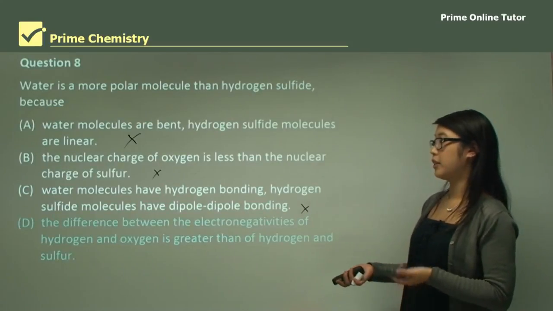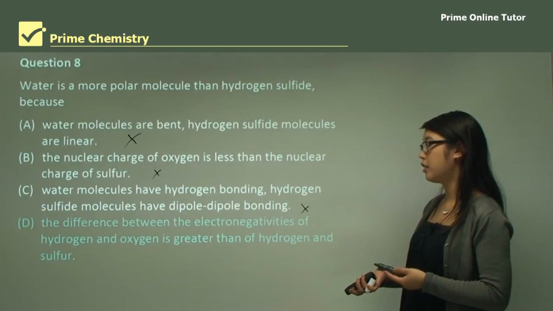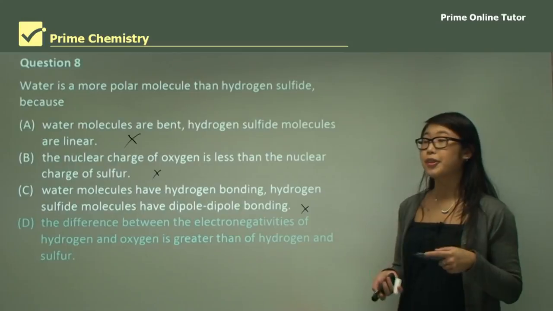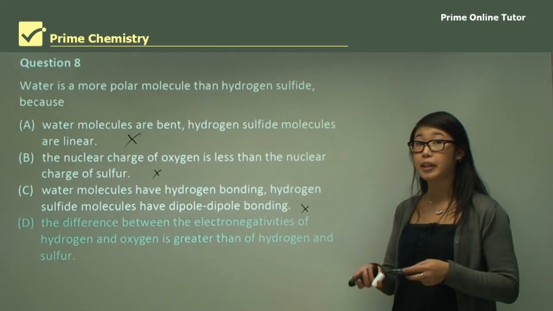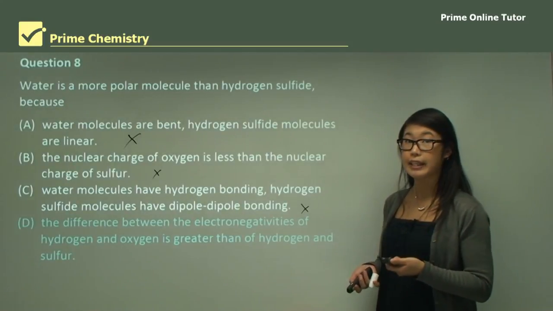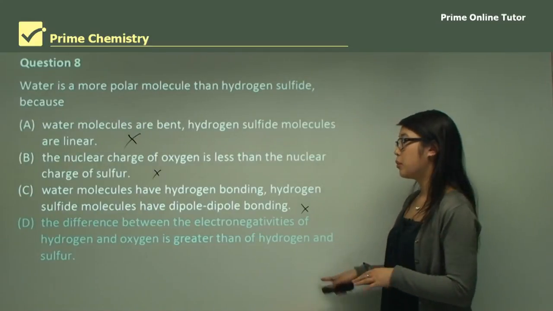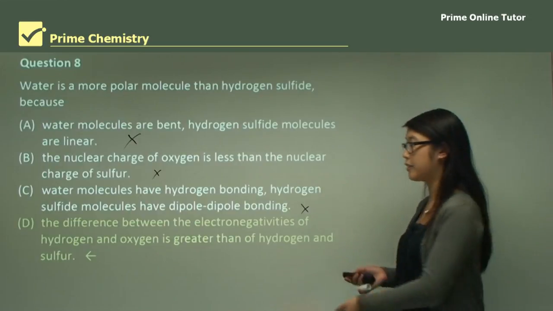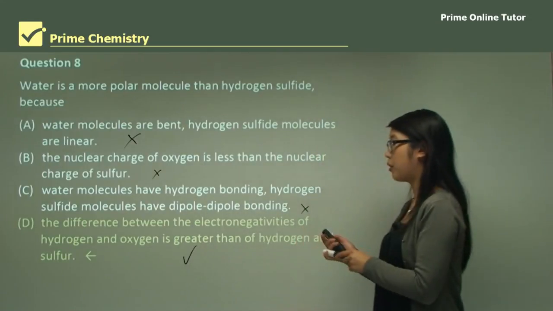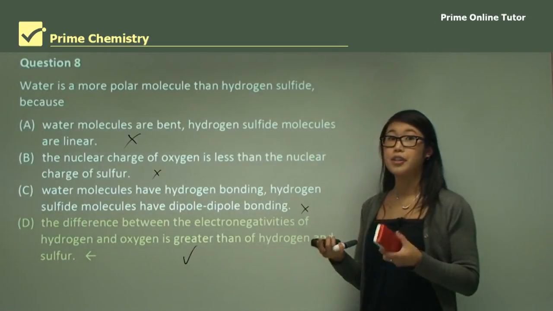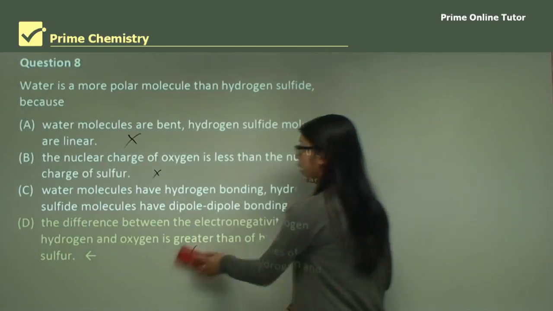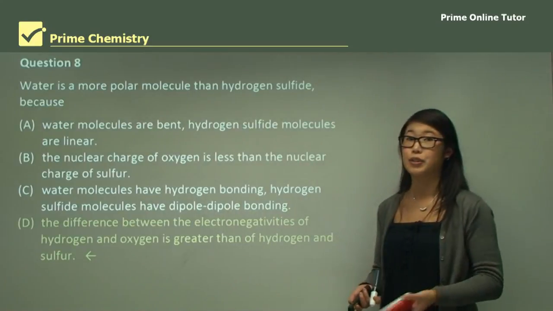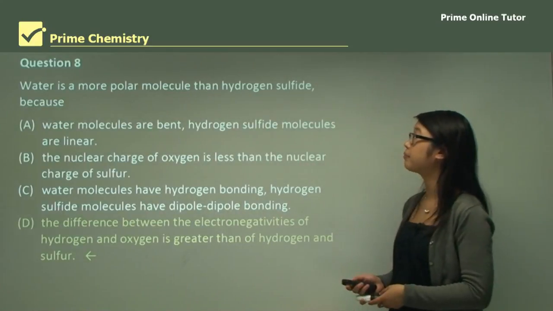D, the difference between the electronegativities of hydrogen and oxygen is greater than that of hydrogen and sulfur. This is correct because none of them have the same value of electronegativity when we look at the table. So we know oxygen is higher than sulfur. So it's correct in this case. So we know hydrogen sulfide is not linear. It is bent. And it's got polar bonds, but it's just not as electronegative as the other one.